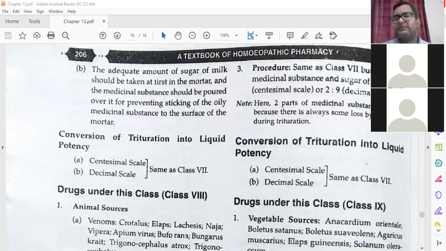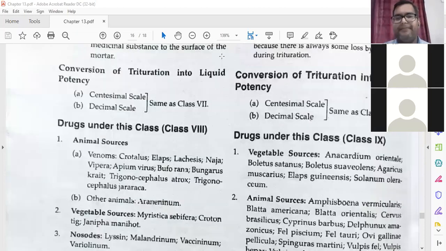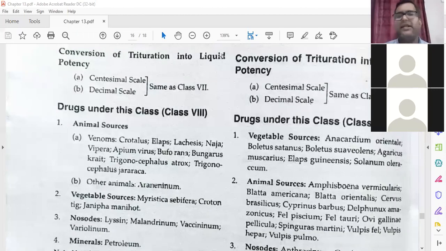Actually it will be more clear when we study the chapter on potentization. Then mechanical and sugar of milk: 2 is to 99 in the centesimal scale and 2 is to 9 in the decimal scale. Note, here 2 parts of medicinal substances are taken because there is always some loss by evaporation during the trituration process. Then conversion of trituration into liquid potency. Again, all this process we will study in the potentization chapter. Already we have discussed a little in class 7.